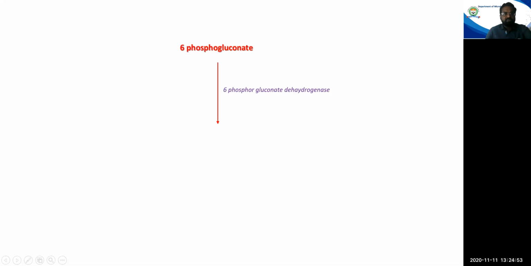Now, similar to the first reaction, the dehydrogenase enzyme again removes the hydrogen from the substrate. In the first reaction, glucose 6-phosphate was the substrate. In this reaction, 6-phosphogluconate is the substrate. Hydrogen will be removed. Again, the acceptor of hydrogen is NADP. It will take up the hydrogen and get converted to NADPH2. Okay, and this 6-phosphogluconate is converted to ribulose 5-phosphate.